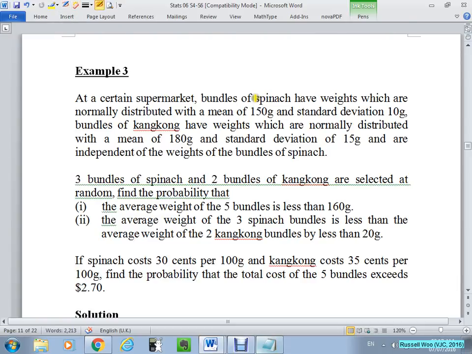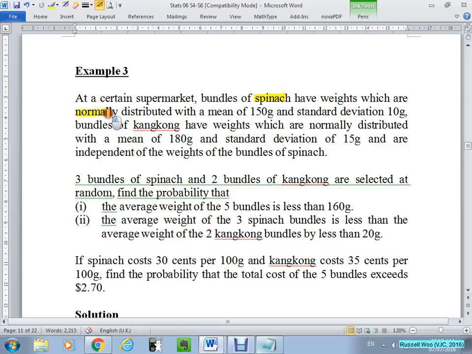Look, spinach have weight that are normally distributed, mean 150, standard deviation 10. In my mind, I will only pick up all these things. I will say S follow a normal distribution, 150, standard deviation 10 squared. You can write this in your head or you can write it down. Actually, it's all in the notes. Then you have kangkong. Actually, it's in the notes, I actually don't have to copy. I'm just practicing for you how you should read the question.